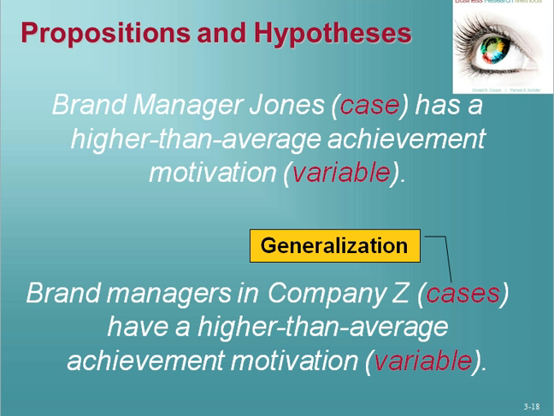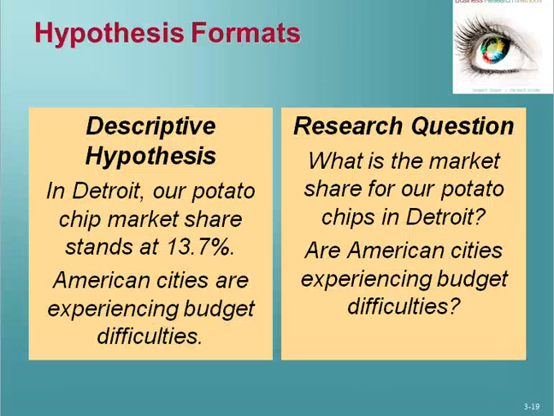A proposition is a statement about observable phenomena that may be judged true or false. A hypothesis is a proposition formulated for empirical testing. A case is the entity or the thing that the hypothesis talks about. When a hypothesis is based on more than one case, that would be a generalization. A descriptive hypothesis is a statement about the existence, the size, the form, or distribution of a variable. Researchers often use a research question rather than a descriptive hypothesis.